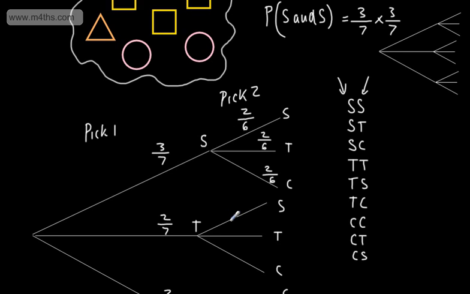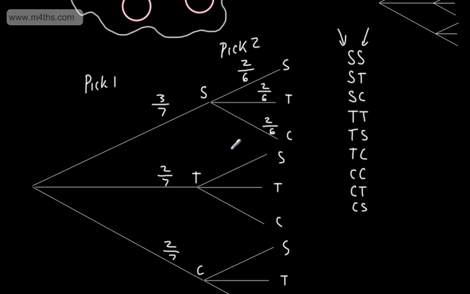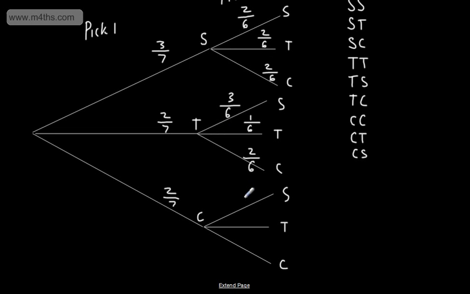If I chose a triangle on the first one, there are still 3 squares in there, that would be 3 out of 6. We're down by 1 triangle, so we'd have 1 over 6. There are still 2 out of 6 circles. So this now is non-replacement. We can see that all of these equal 1: 2 sixths, 2 sixths and 2 sixths; 3 sixths, 1 sixth and 2 sixths give us 1. If I took a circle on the first one, there are still 3 squares out of 6, still 2 triangles out of 6, but only 1 circle.